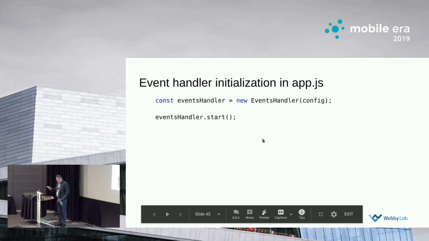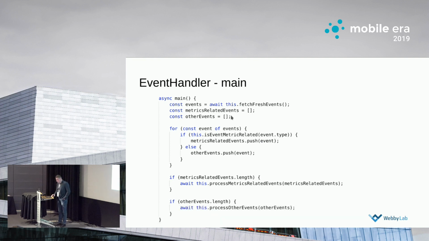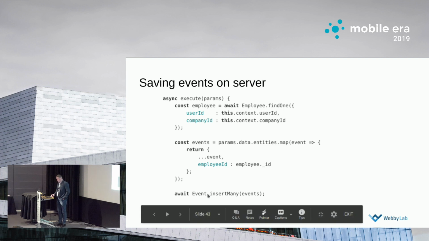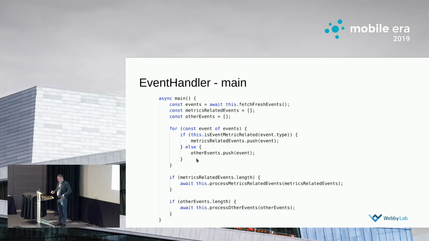And we have an events handler worker, which starts on the server. At first, we usually fetch. So here we have saved events in the database, and here we fetch fresh events and split them into groups. One is metrics related, where we can use reducers, and another is other types of events, where we use custom handlers with side effects. For example, a comment created. We do not need a client-side reducer here, we just add a record to the database in our handler on the server side.